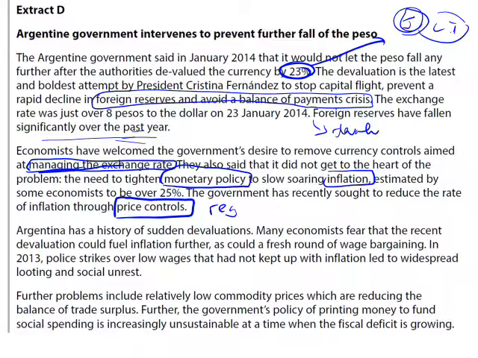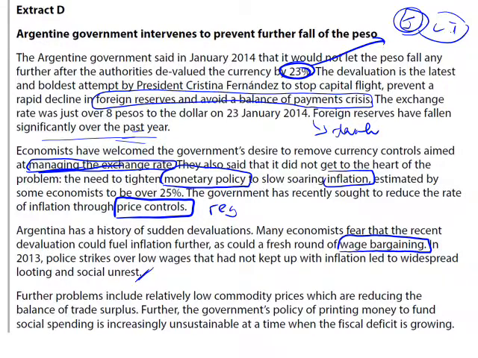Argentina has a history of sudden devaluations. Many economists fear that the recent devaluation could further fuel inflation as a fresh round of wage bargaining. So that wage price spiral may occur. 2013, police strikes over low wages that had not kept up with inflation led to widespread looting and social unrest. So there's a negative of inflation linked to that price wage spiral.